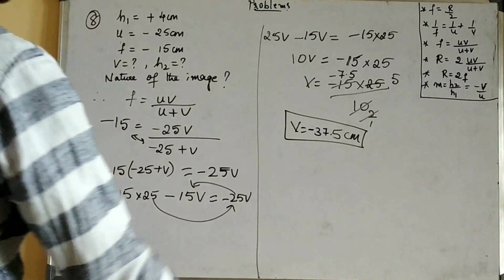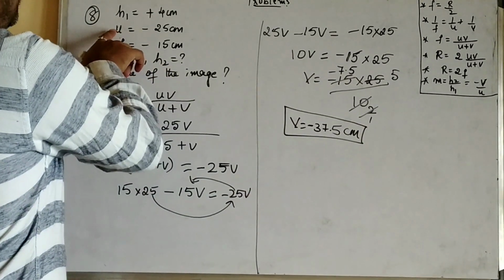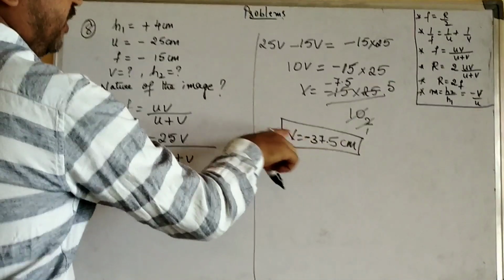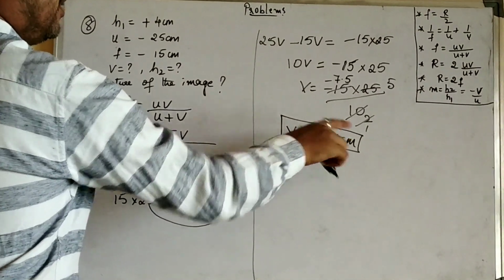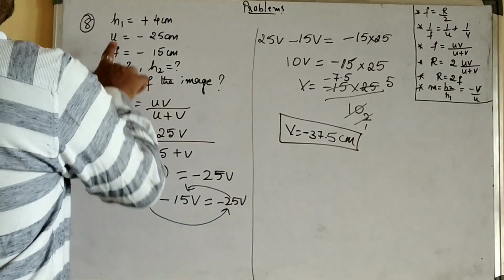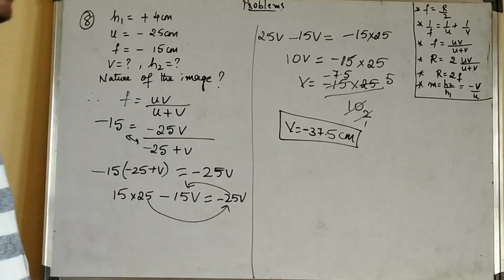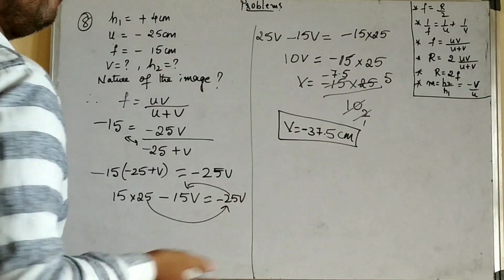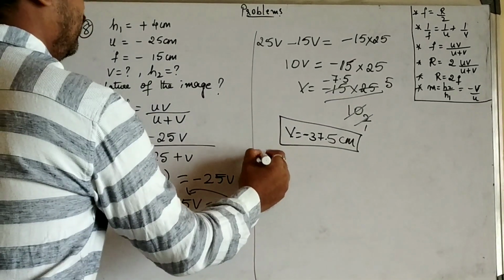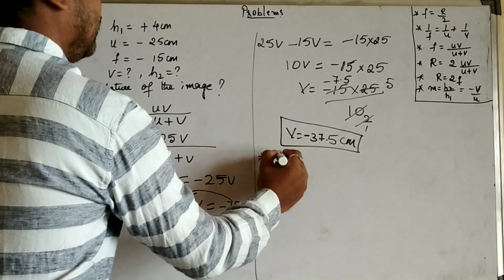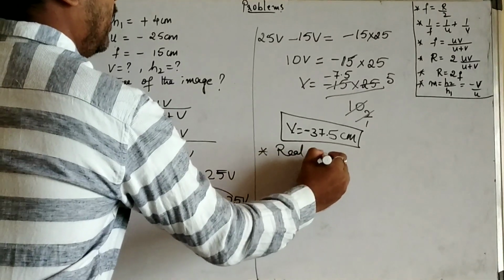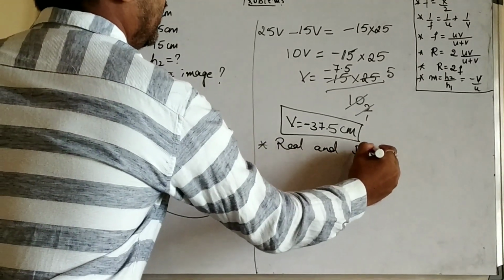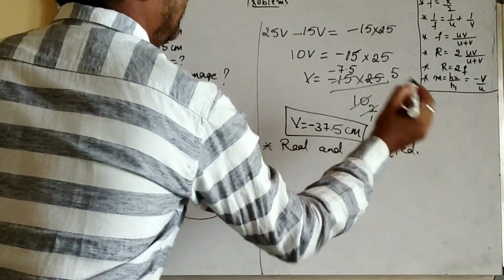Okay. Now you can see here, this is the image distance. Image distance is minus 37.5 centimeter. What is the object distance? Minus 25 centimeter. Obviously, what is the nature of the image? Since it is given as a concave mirror, the nature of the image is real and inverted. Nature of the image is real and inverted.